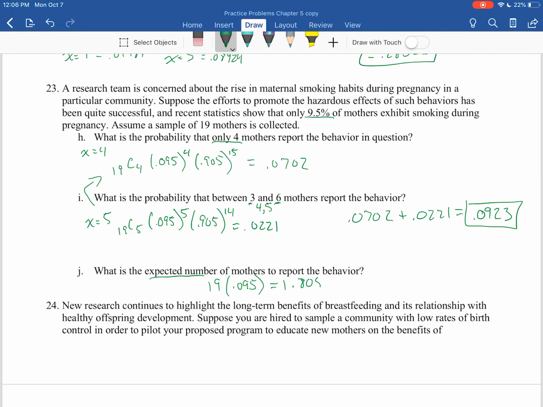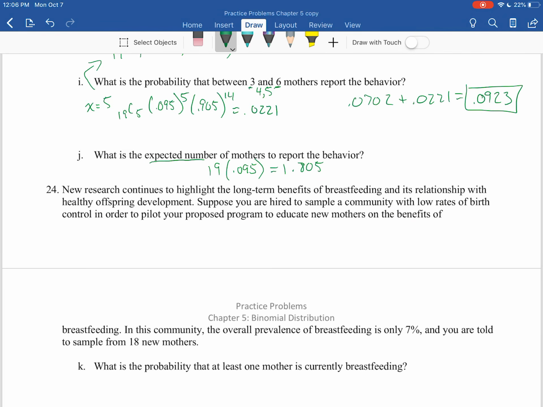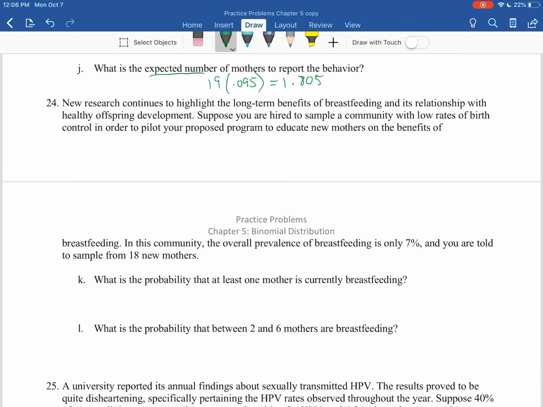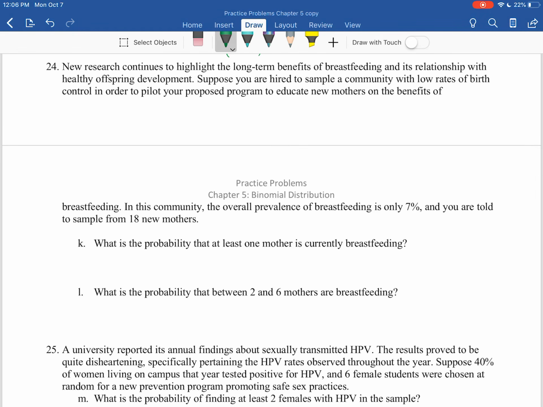Don't try to do some of this stuff in your head unless you feel very confident. Take your time and make sure you have the right values. Because if you have the wrong values, you could do all the work right, but if you have one wrong value, or you don't put a decimal or a 0 in the right spot, you're not going to get the right answer. So what's the expected number? 1.805.